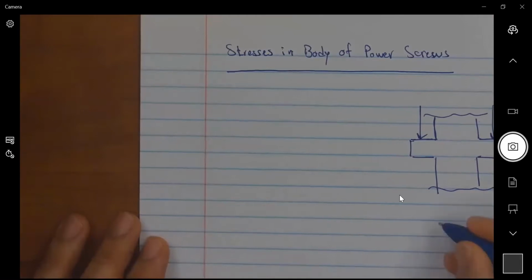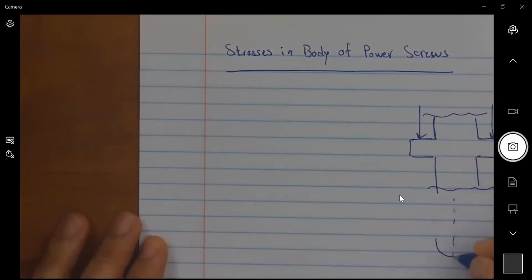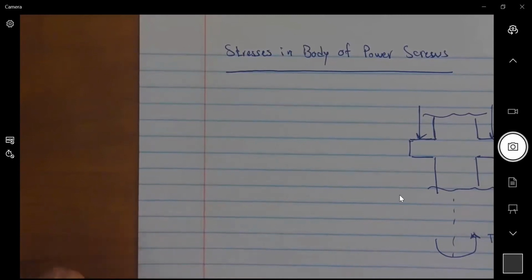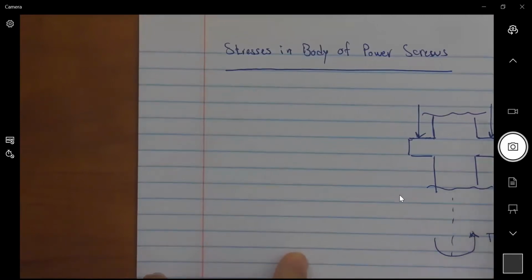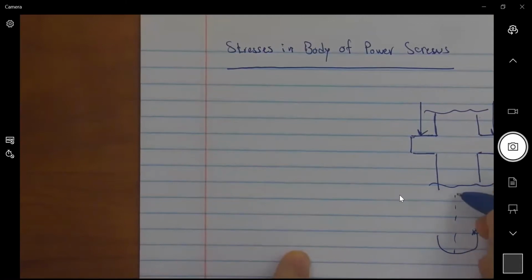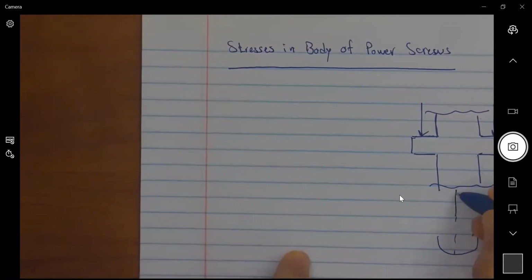We are applying a torque T, whether to raise or to lower the load. If I am raising the load, we found a TR. If I'm lowering, we found a TL. But the power screw supporting this load is always going to be in compression. And I'm going to be pushing here, or putting a force on it, F.